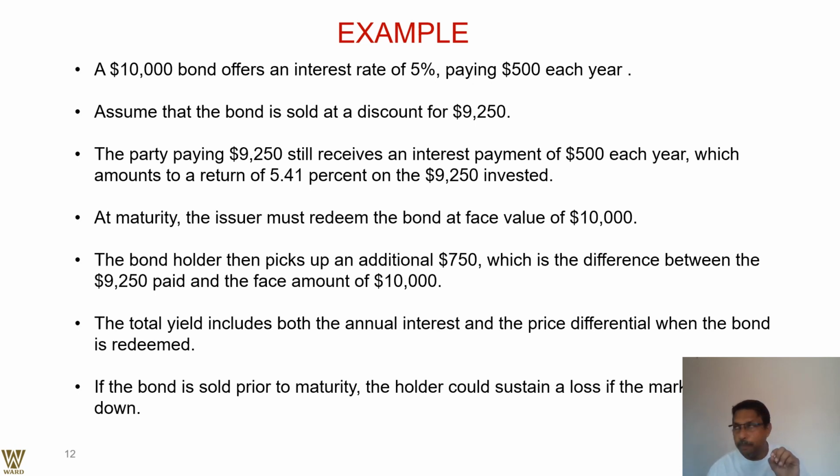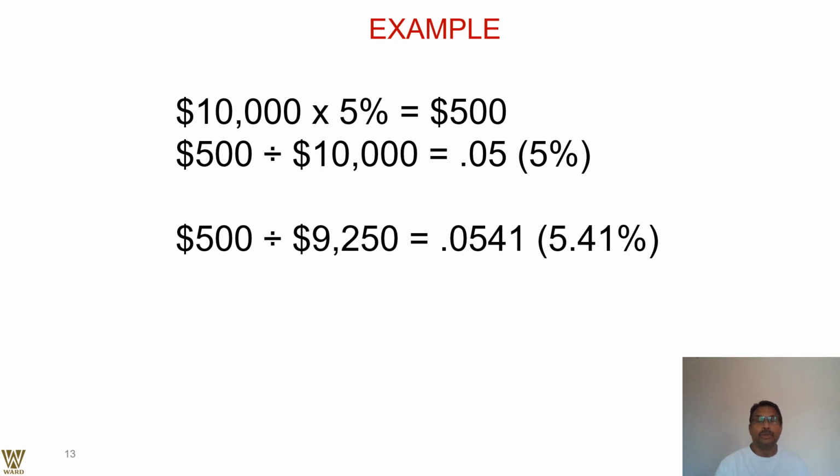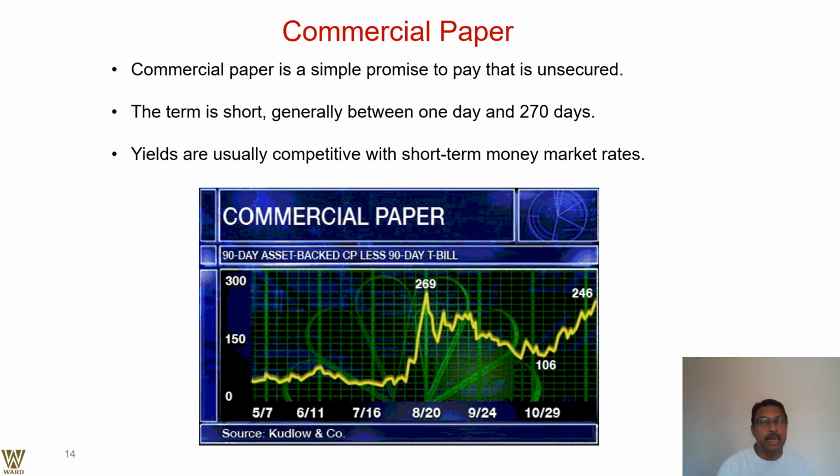If the bond is sold prior to maturity, the holder could sustain a loss if the market goes down. So the example is simple: $10,000 at 5% interest would be $500. $500 divided by $10,000 is 5% interest. But what if $9,250 was paid, at a discount of $750? If we look into it, it accrues as 5.41% interest.